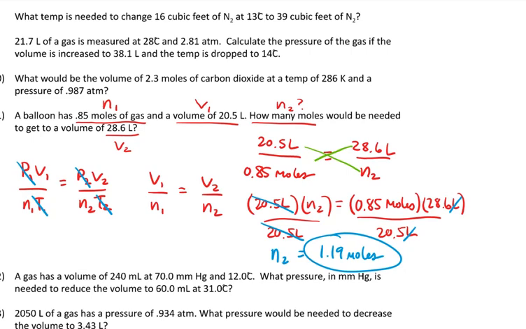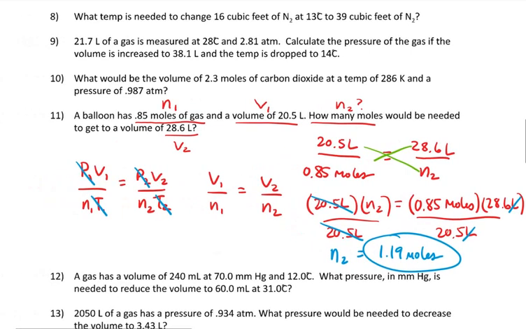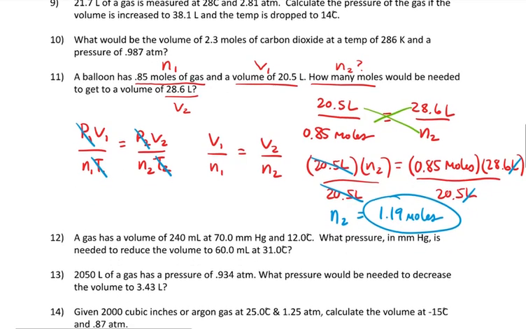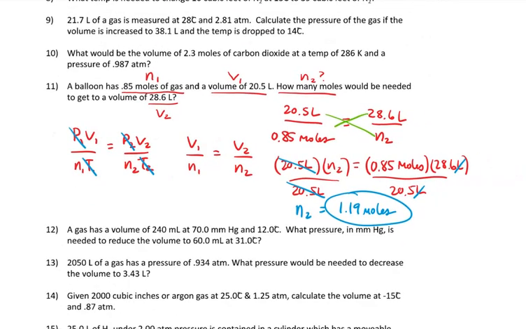And that makes sense, right? At least in some way, the volume's going up. To get a volume that's greater, it's going to take more gas. If the pressure and temperature are staying the same, if I need to raise the volume from 20.5 to 28.6, it's going to take more moles of gas in that same balloon. In this case, going up to 1.19 moles gets the job done at the temperature and pressure that were described there, or not described there in this case.